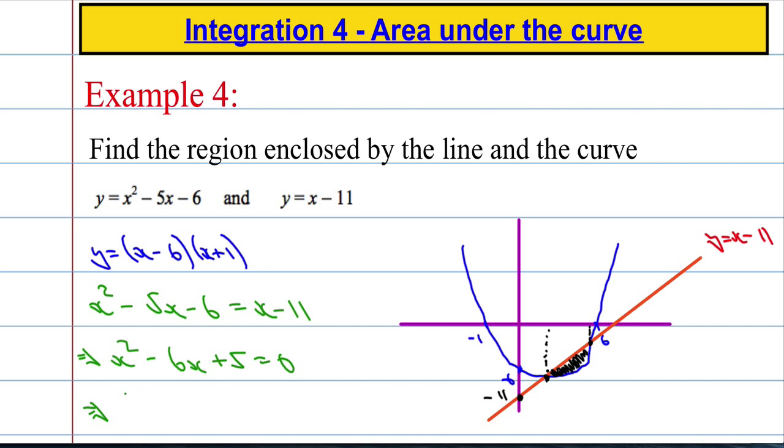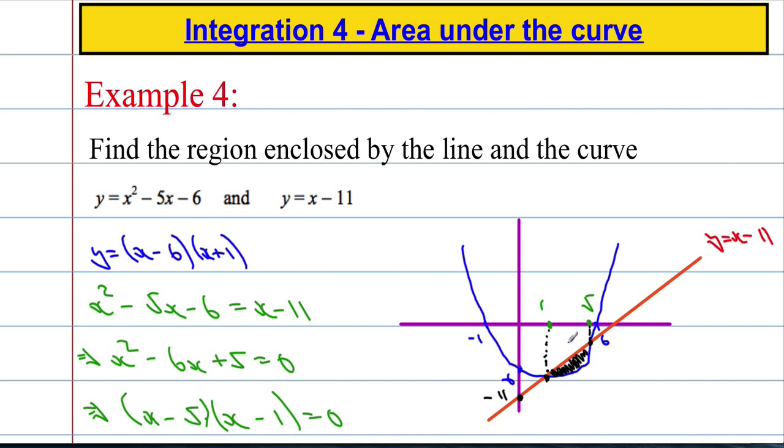Now we're going to factorize it, and we get x minus 3 and, beg your pardon, not x minus 3, it's going to be x minus 5 and x minus 1 must be equal to 0, which means we have a value here, x equals 1, and here x will equal 5.